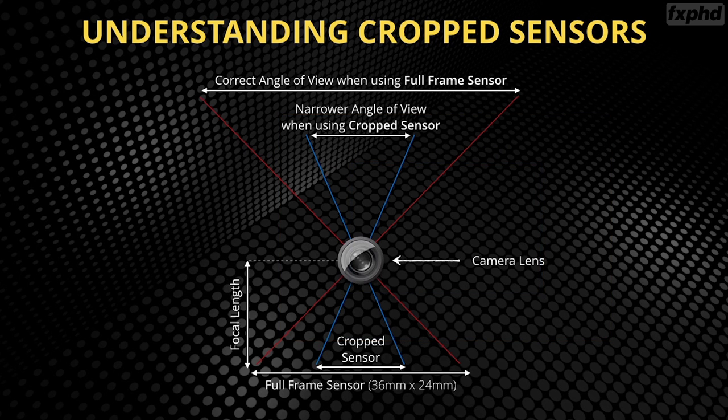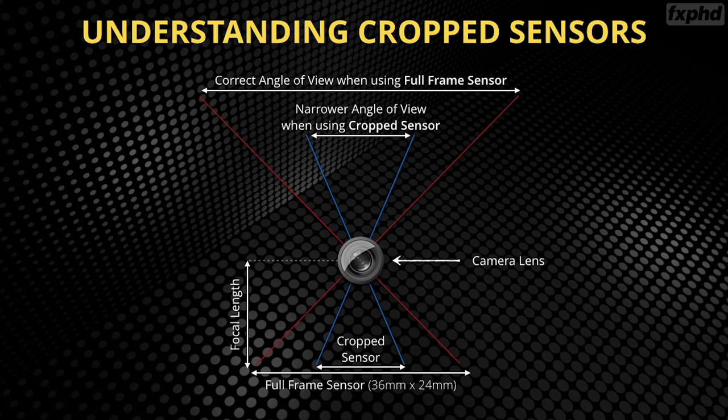So have a look at this image. Here we have a camera lens right in the middle. And you can see that at the top, we've got the correct angle of view, the 35 millimeter, 50 millimeter size when using a full frame sensor. And if you follow those red lines down, they go diagonally through the camera lens and end up at the bottom at the full frame sensor, 36 by 24.